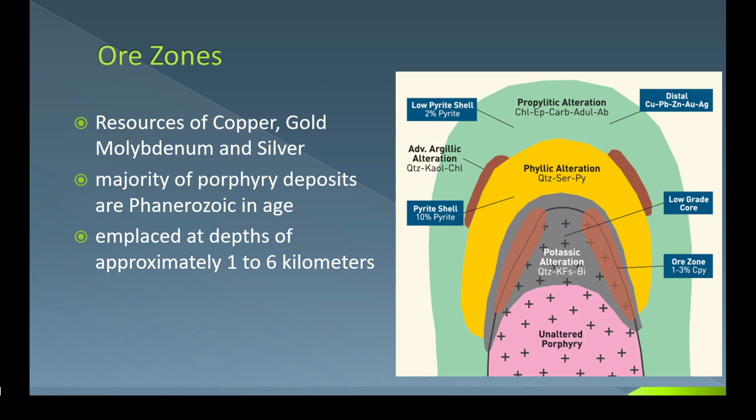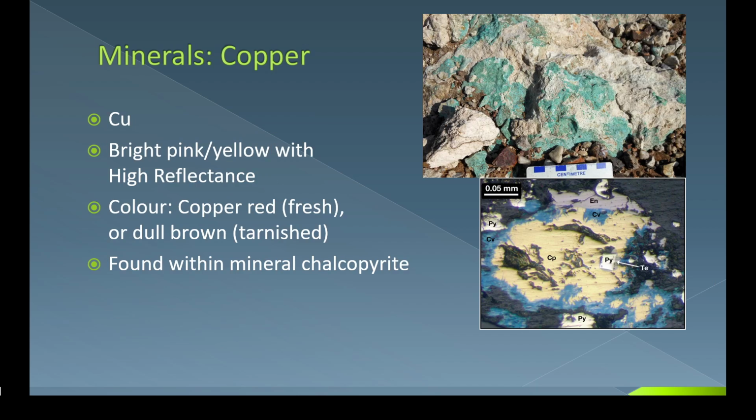We find that our ore zones are primarily located within our potassic alteration and at the edges of our pyrite shell and our porphyritic alteration. These are the areas that the different hot steam allows to percolate through and deposit the highest amount of metals.